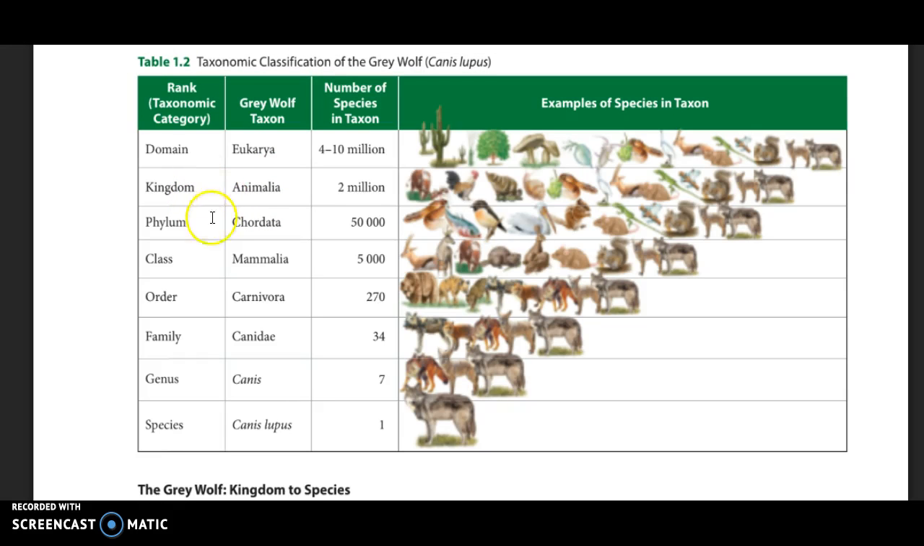So the gray wolf belongs to phylum Chordata. Organisms within phylum Chordata have some sort of a backbone, a notochord, right? So here we see that we have only about 50,000 organisms that belong to the taxon Chordata, phylum Chordata. Right, so here the squirrels are, and there's our gray wolf.